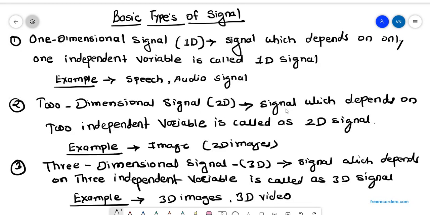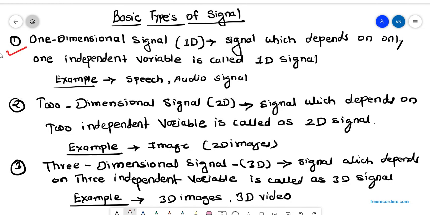In today's video, we're going to see basic types of signal. In the last video, I gave some basic information about what is meant by a signal and how we define dependent and independent variables. If a signal depends on only one independent variable, then it's called a one-dimensional signal, for example, any speech signal or audio signal. This first part we already discussed in a previous video.